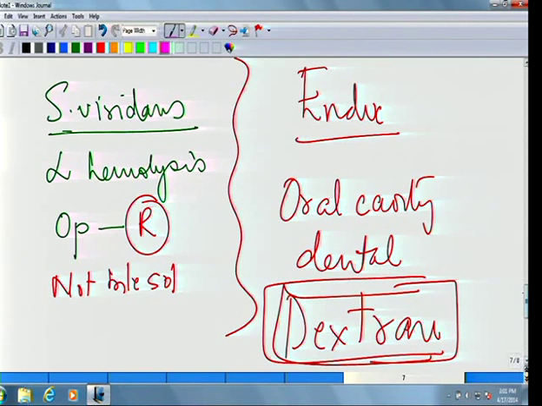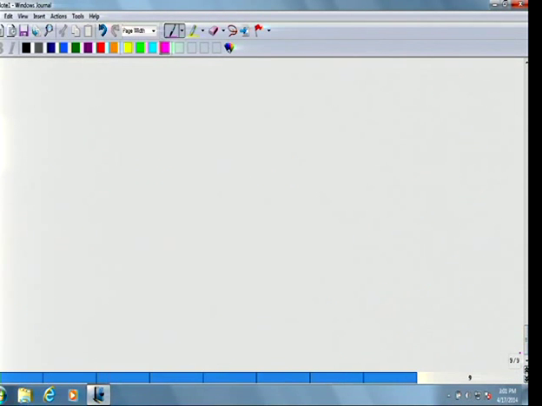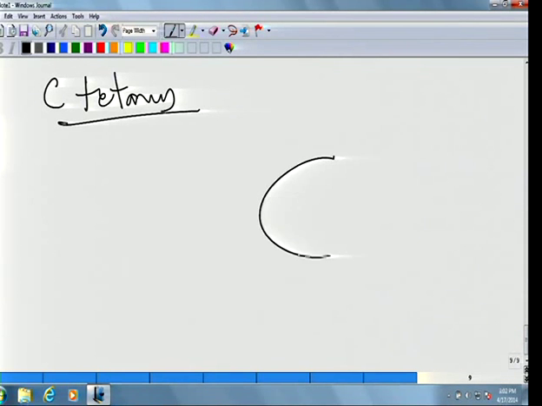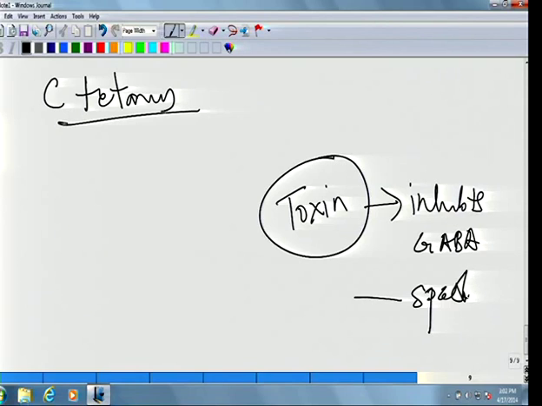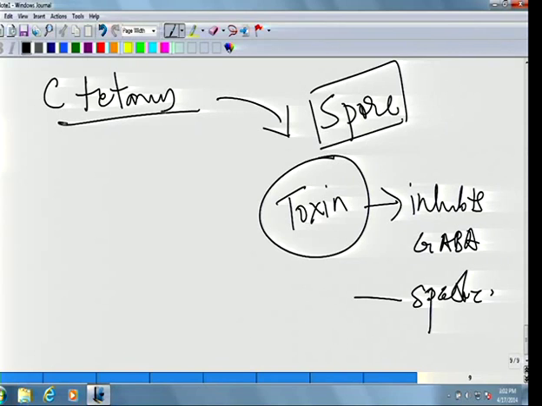Now next is the other Clostridia, tetanus. Now what is the most important virulence factor of tetanus? The toxin. And what's the action of the toxin? Inhibits, yes, GABA. And so it gives rise to spastic paralysis. So you know that tetanus is also through spore. It's an anaerobic bacteria.